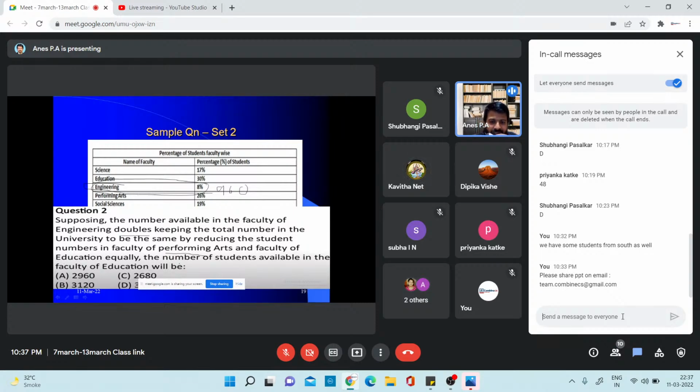Here the question is about the number of students available in the faculty of education. In the education faculty, the total is 30% of 12,000, minus 480 that goes to engineering. That means it is divided equally and given to the engineering section from performing arts and education. So we subtract this 480 and we get the answer, option B. 3120 is the answer to this question.